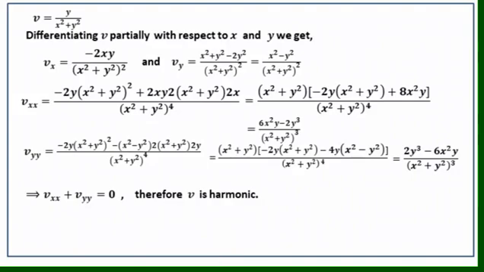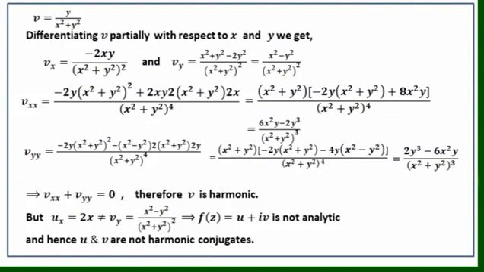Okay, so given u and v are harmonic, but we can note this: for the given u, ux is 2x, but vy is, here we have, vy equals (x square minus y square) divided by (x square plus y square) whole power 2. So ux is not equal to vy. Okay, so function f of z equal to u plus iv is not analytic.